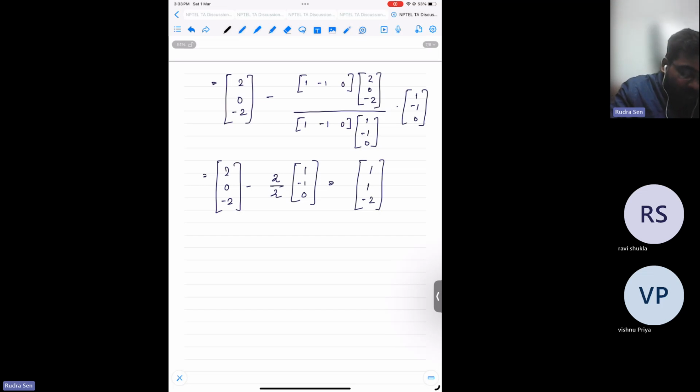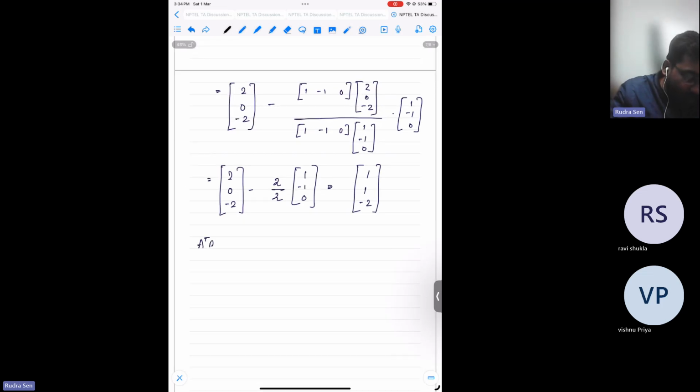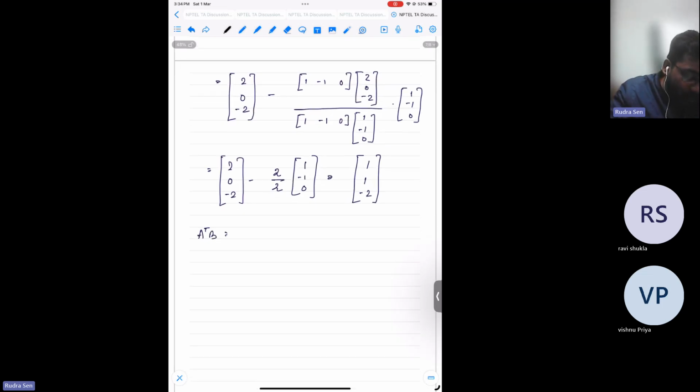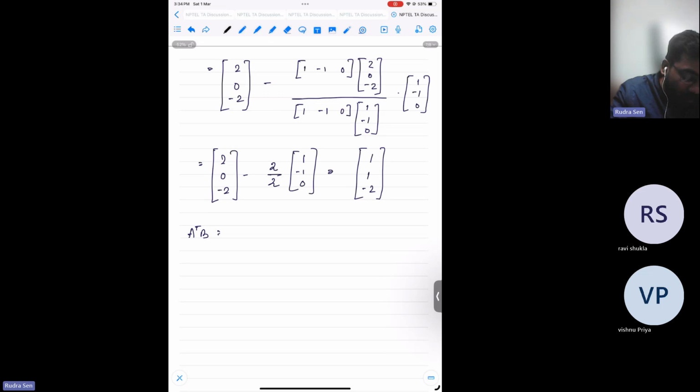So let's check whether it's orthogonal to the A vector or not. What is the orthogonality definition? It's basically that if two vectors are orthogonal, then their dot product is 0, right? So A transpose B has to be 0. If it is not 0, then I did something wrong.